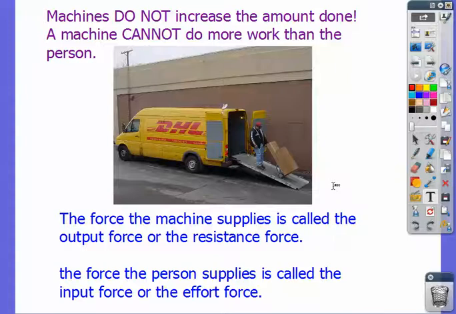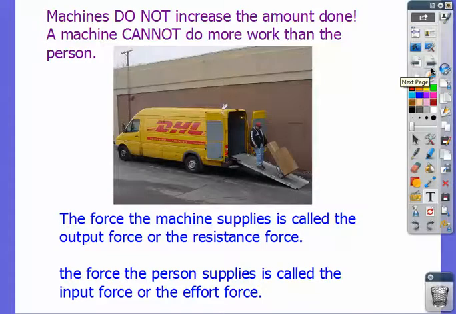That force is called the output force, or sometimes it's referred to as the resistance force or the load. This is the amount of force that the machine pushes or pulls with. The amount of force that the person supplies, whether it's a push or a pull, is often referred to as the input force or the effort force. And those words become very important. You need to know that input and effort are synonyms with each other, and output force, resistance force, and load are all synonyms for each other.